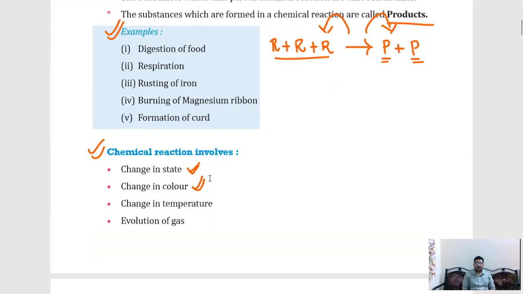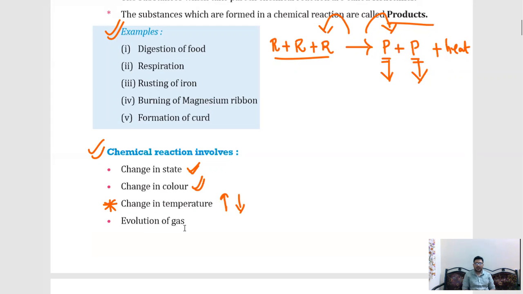Change in color. What are the colors you are getting for these products that should be different from the reactants? This is important. Change in temperature. You can observe there will be a rise in temperature, sometimes a fall in temperature also. We can discuss that in this lecture itself. Exothermic, endothermic, that we'll see. After getting new products, sometimes you can get heat energy also.